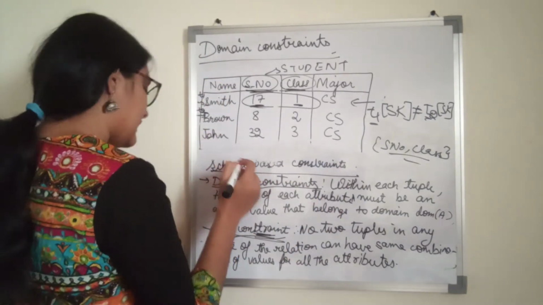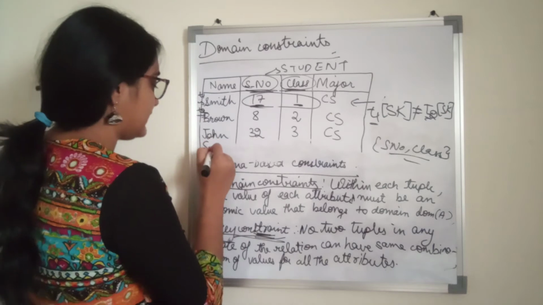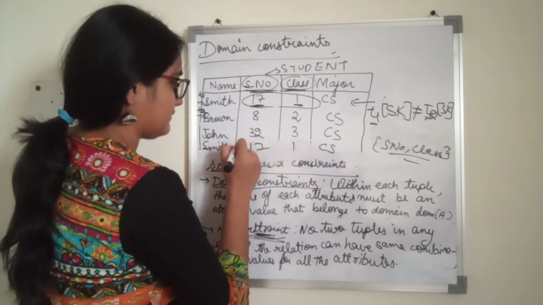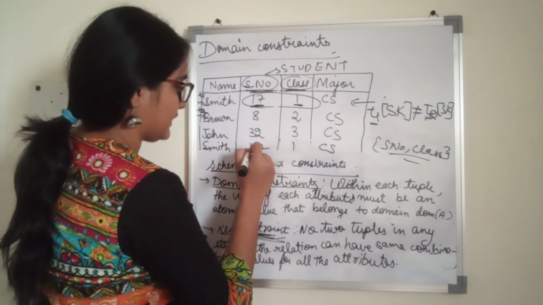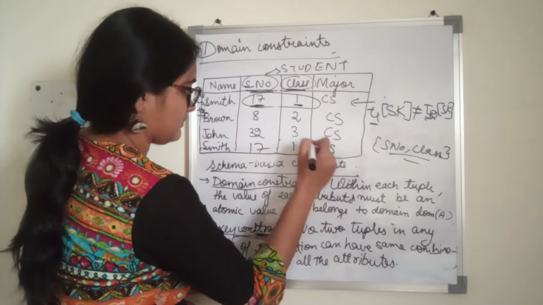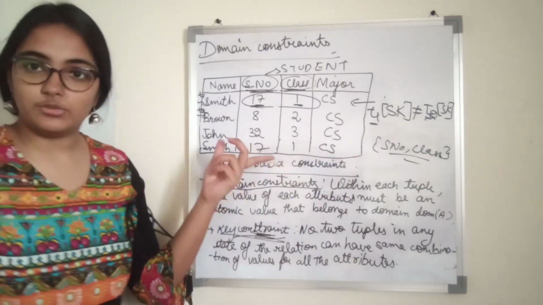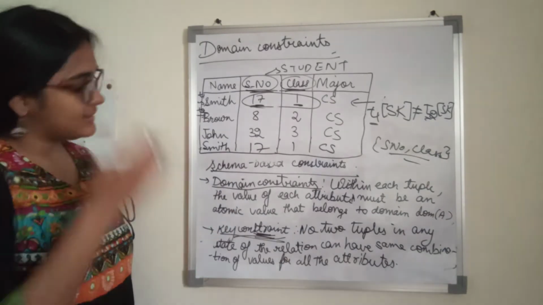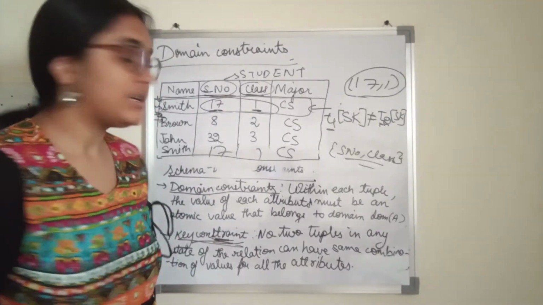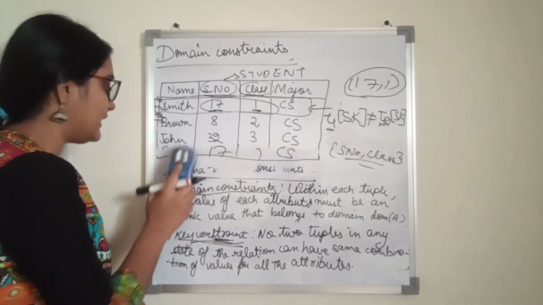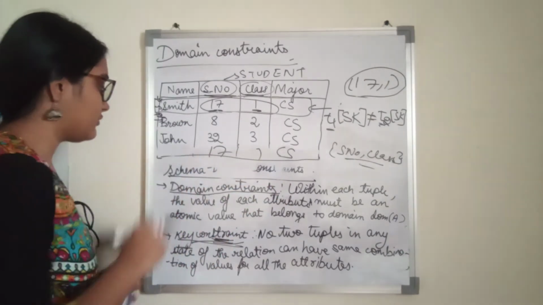Let me say that according to the key constraint, this cannot be the case. Smith 17 1 CS. This cannot be the case, right? This cannot be the case according to the key constraint, right? But according to super key, what it will say is that there cannot be any tuple like this also.